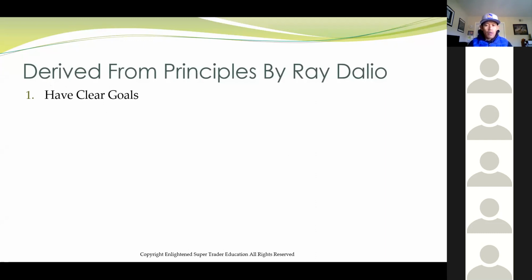So to make it more fun in this workshop, I want you to write down one clear goal that you want to achieve for 2019. One clear goal that you want to achieve, especially in trading, for 2019. For example, if inconsistency is a major issue, then I want to have consistent results in my trading for 2019.